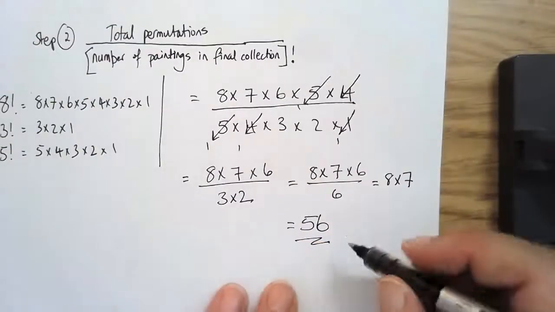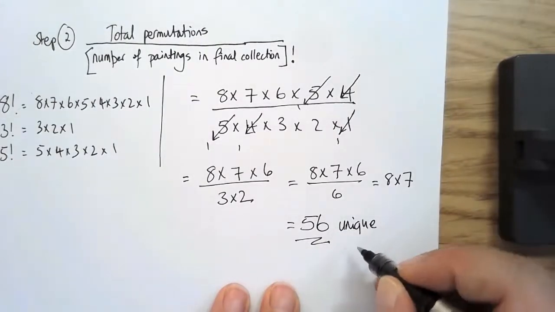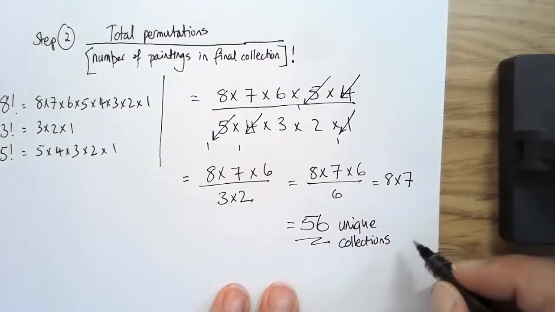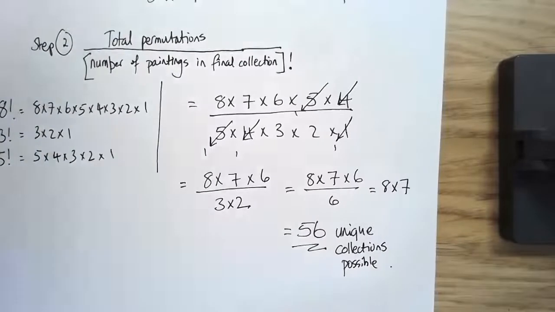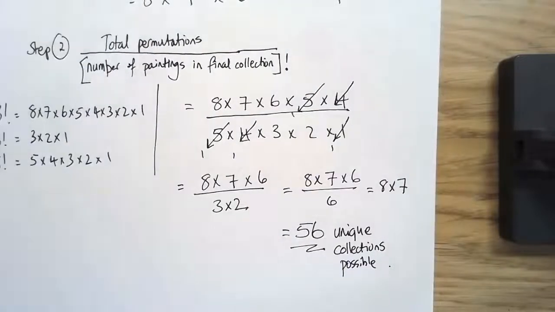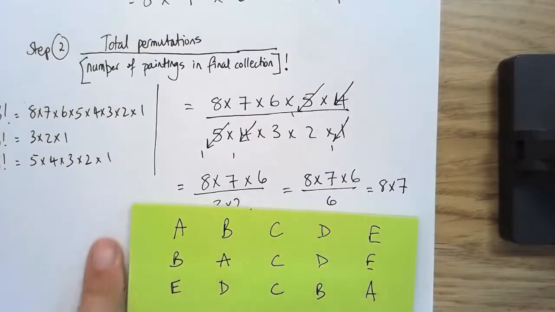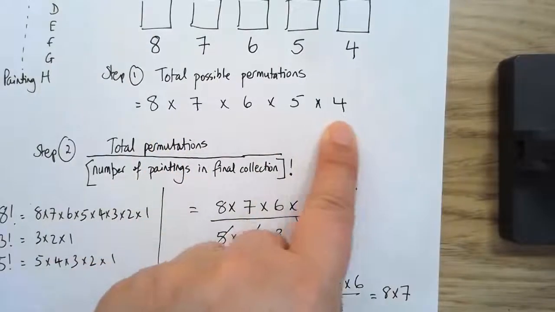And that word unique is important: 56 unique collections possible. Because a collection is a collection of those 5 paintings, and the combination A, B, C, D, E is exactly the same as the combination E, D, C, B, A. It is exactly the same as B, A, C, D, E. It is exactly the same 5 paintings, and therefore it's not this horrendously big number.